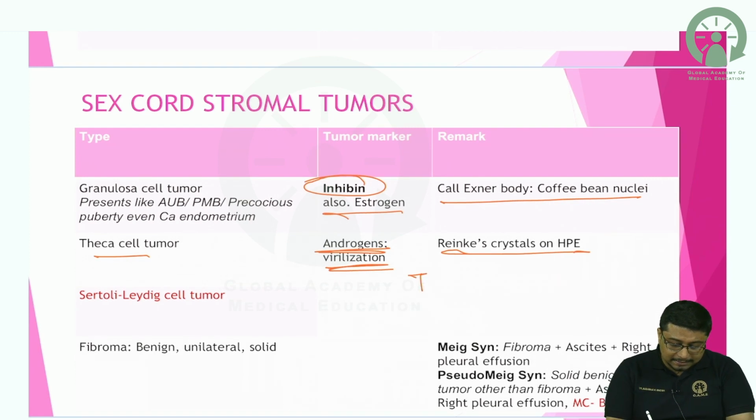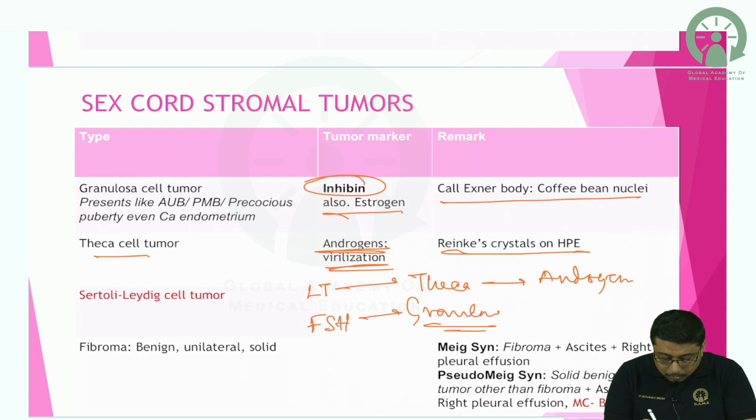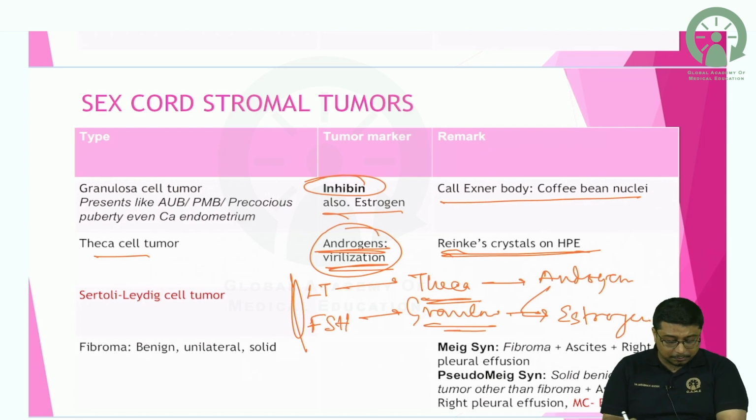See, this theca cell and granulosa cell, these are the two sex cord stromal tumors, right? So theca cell produces androgens under the influence of luteinizing hormone, and under the influence of follicle stimulating hormone, granulosa cell converts this androgen into estrogen, right? This is the two cell two gonadotrophin theory. So theca cell produces androgenic tumors, so causes virilization, and Reinke crystals are seen on histopathology.